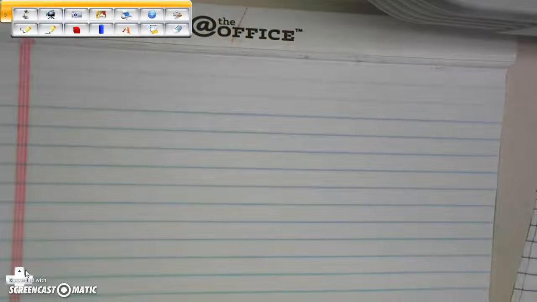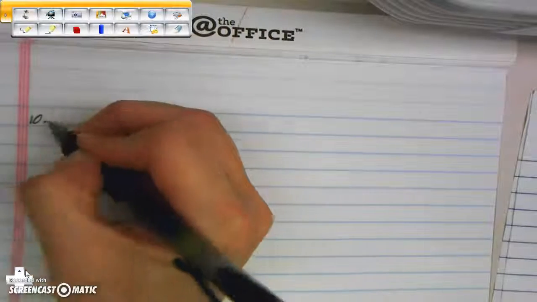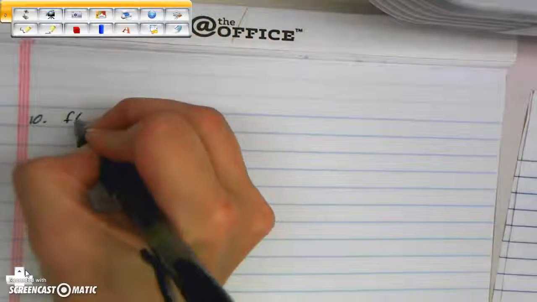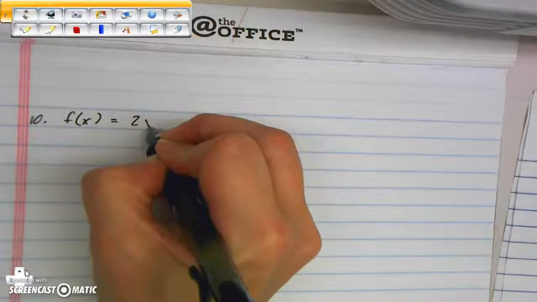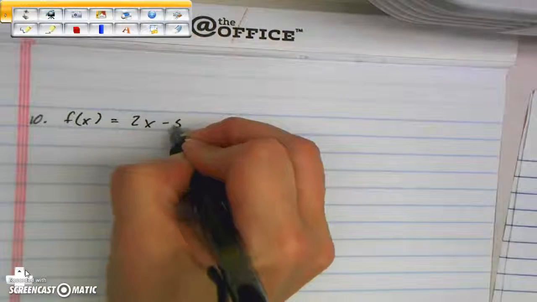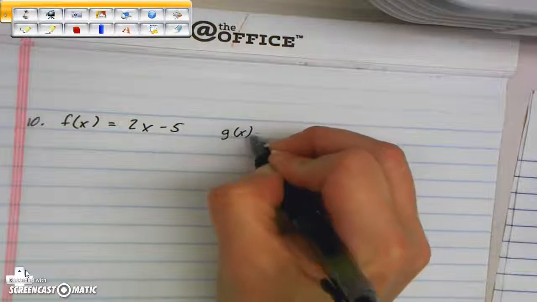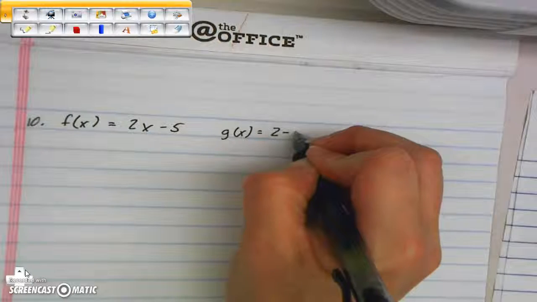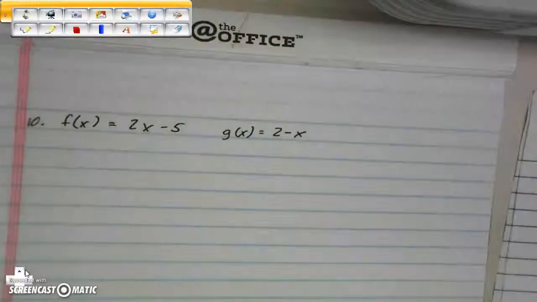Okay, the first one I'm going to do, we're going to start with f of x is equal to 2x minus 5, and g of x is equal to 2 minus x. So write those two down, and we're going to go through adding them, subtracting them, multiplying them, and dividing them.